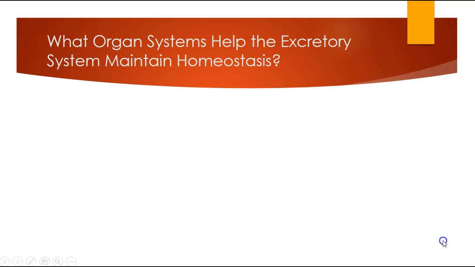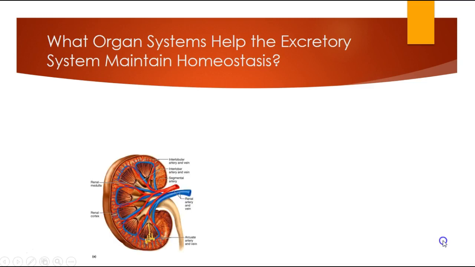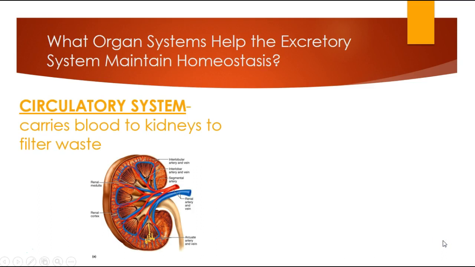And one of those organ systems, the most important one, I would say, is the circulatory system. Because the circulatory system brings the blood that has waste in it, and it brings this blood to the kidneys so that that waste can be filtered and that blood can be cleaned. So if we're dealing with blood, we're dealing with the circulatory system.